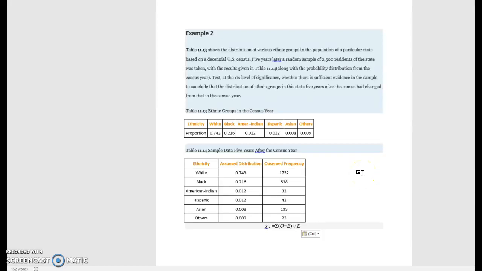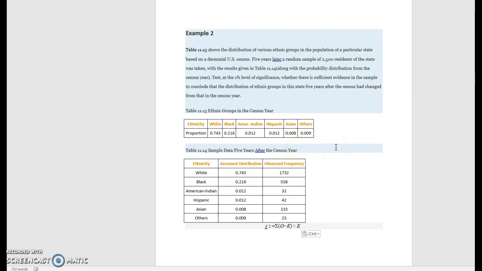Alright, so let's look at this example. Table 11.13 right down here shows the distribution of various ethnic groups in the population of a particular state based on a decennial U.S. census. 5 years later, a random sample of 2,500 residents of the state was taken, with the results given in this new table, along with this probability that we had from the census year.